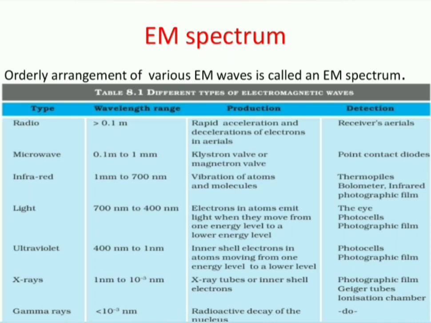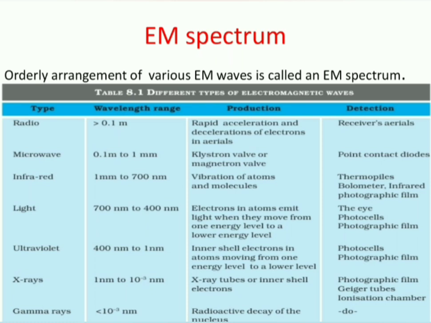Next comes ultraviolet, ranging from 400 nanometer to 1 nanometer. It is produced by inner shell electrons in atoms moving from one energy level to a lower energy level. So these are also produced by electronic transitions and they can again be detected using photocells and photographic films. X-rays have a wavelength range from 1 nanometer to 10 to the power minus 3 nanometer. X-ray tubes or Coolidge tube can produce X-rays. We'll study in detail about X-rays in the next chapter, that is atoms. Then coming to detection, photographic film, Geiger tube or ionization chamber.